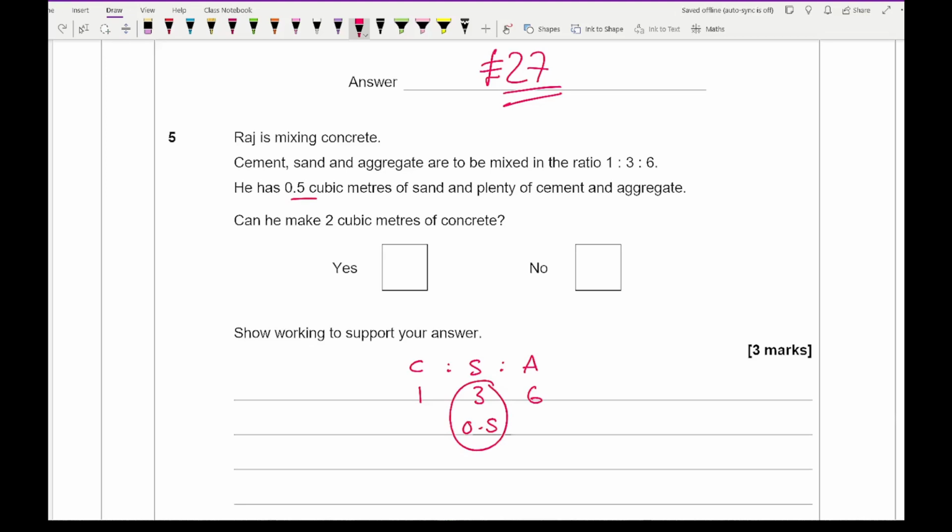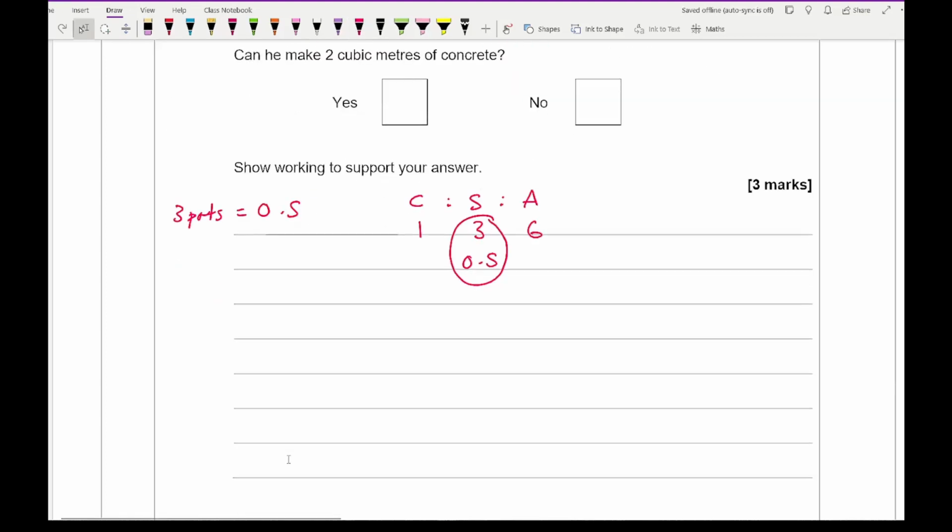So that means that 3 parts equals 0.5. So then to work out 1 part, I do 0.5 divided by 3, which on the calculator gives me an answer of 1/6, which is 0.16 recurring. So then in terms of the cement, that's going to be 0.16, that's 1 part.